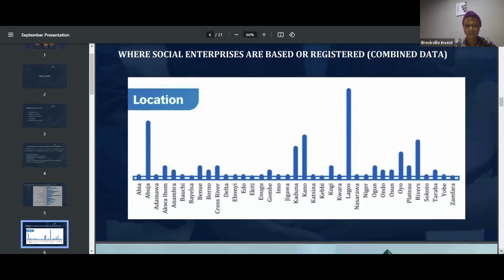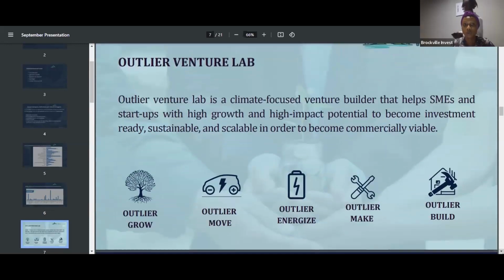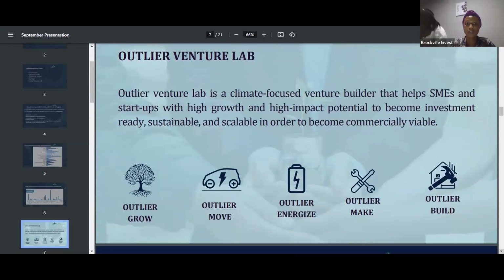Okay, now going to Outlier Venture Lab. What is Outlier Venture Lab? Outlier Venture Lab is a climate-focused venture building platform whereby we help SMEs and startups with high growth and high impact potential to become investment ready, sustainable and scalable in order to become commercially viable.